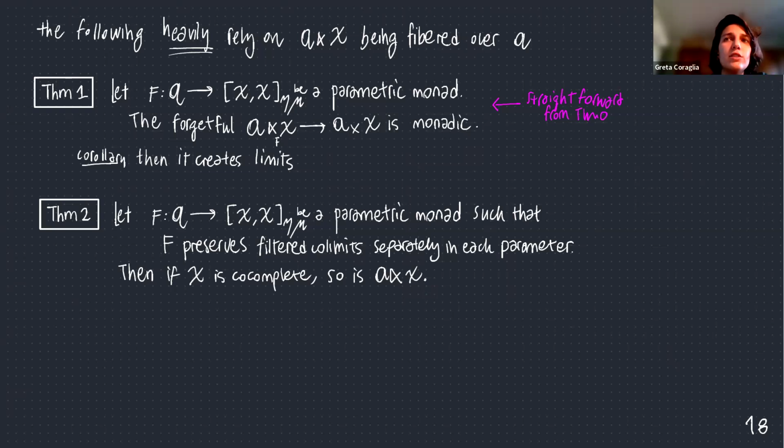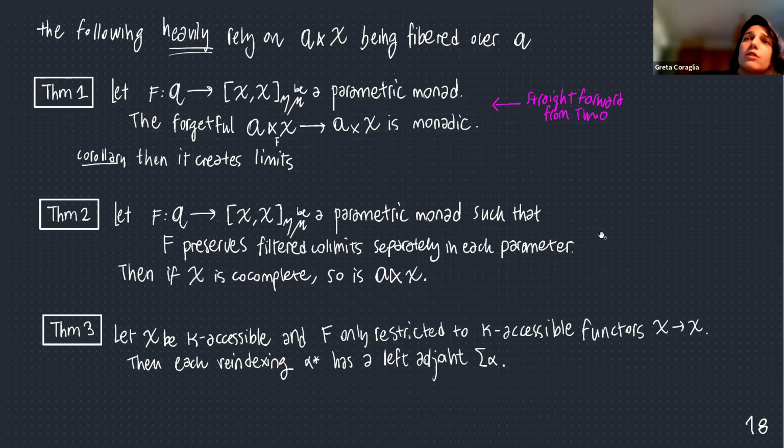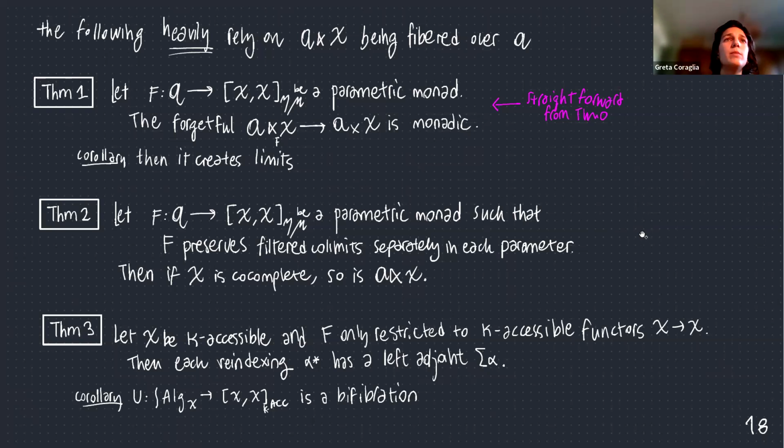So we can deduce co-completeness from local behaviors of F and X. And one last thing that I want to mention, because I want to use it later, is that if a category X is K-accessible and F is restricted to K-accessible functors, then each reindexing has a left adjoint. In particular, this is equivalent to saying that the fibration of algebras is a bifibration. So it's both a fibration and an opfibration.